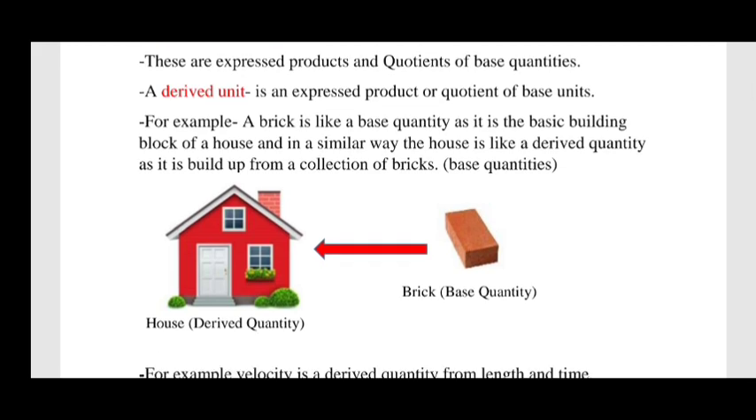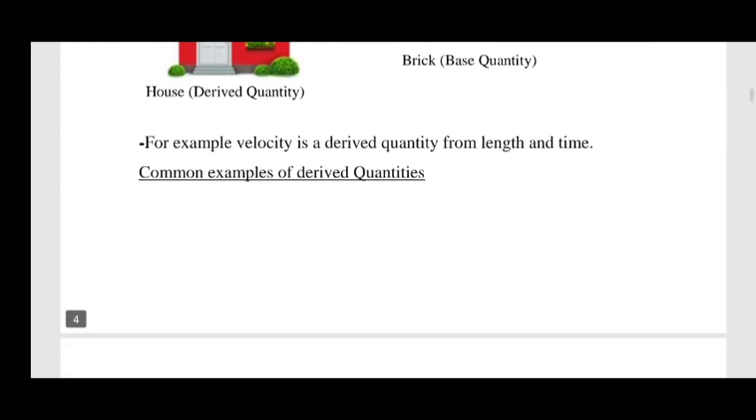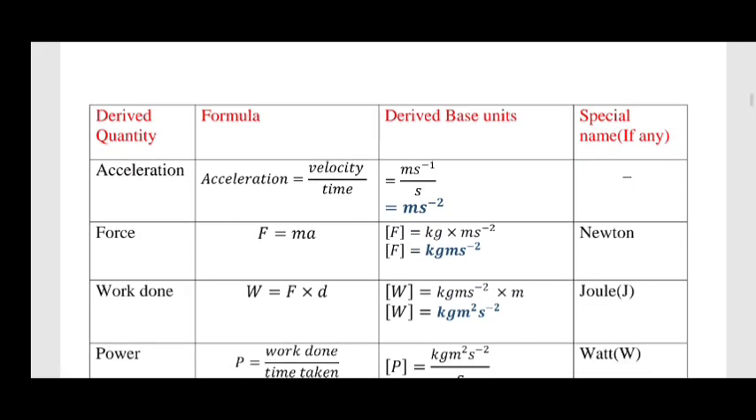A certain combination of the bricks will result in a certain type of house. So a certain combination of base quantities will result in a certain type of derived quantity. For example, if we combine length and time, we end up with what? With velocity. Some common examples of derived quantities are given below. These are the most highly examinable quantities, but in exam questions, you might be asked to derive other quantities. What is important is to know the relationships so you can be able to derive.